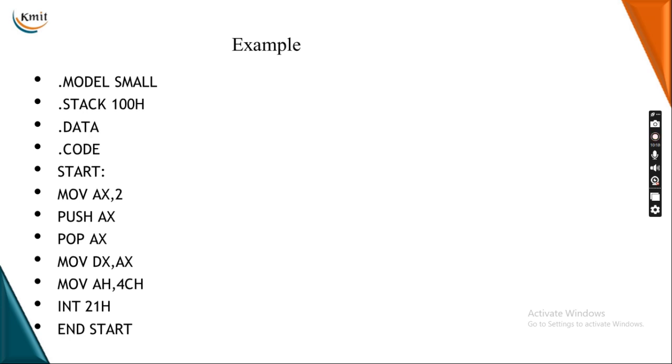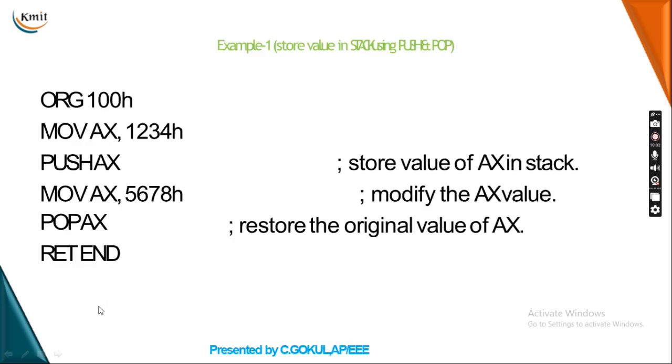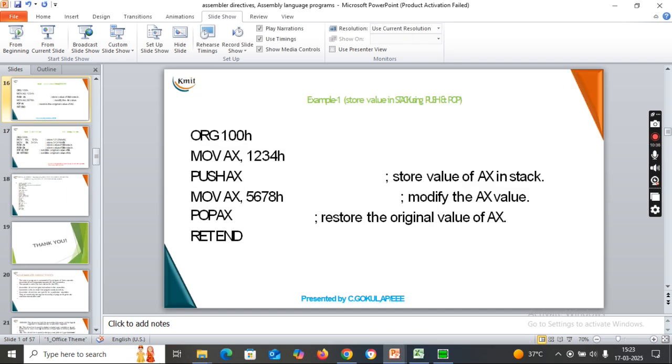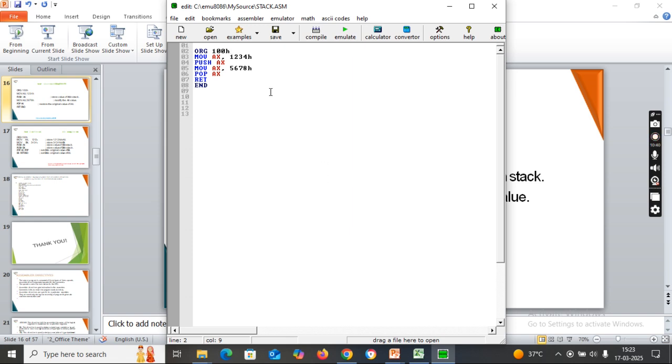A small example: move AX, 2, push AX, pop AX, move DX, AX. These are for interrupt and start. We'll see with the help of EMU 8086. I have already done the program.